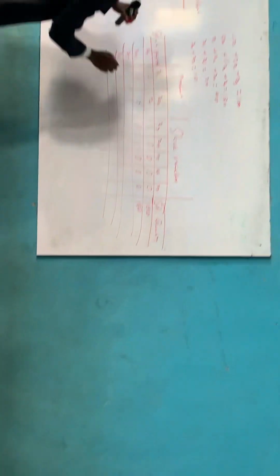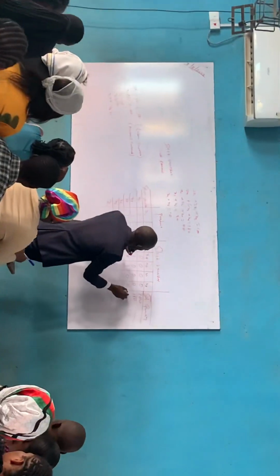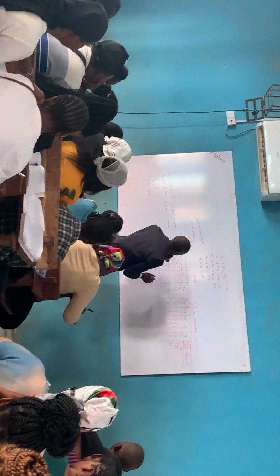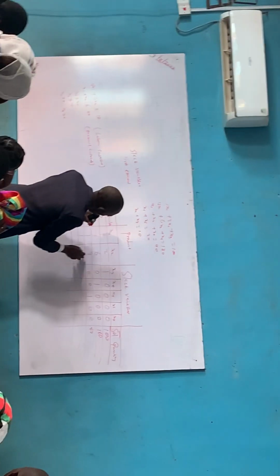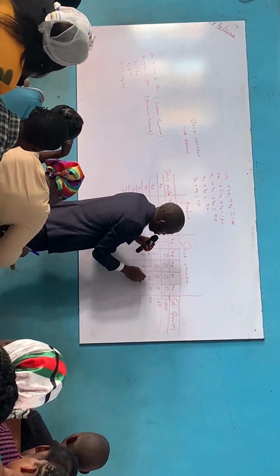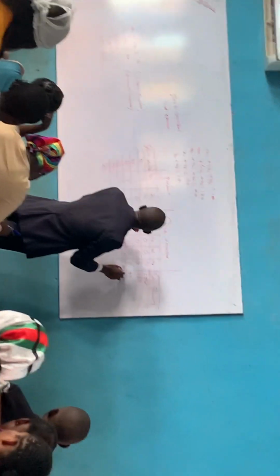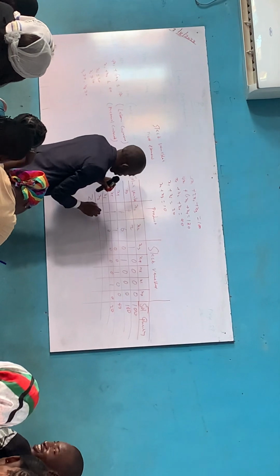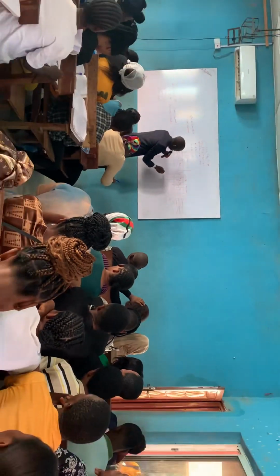Then you go to the next one. x1, x2, x3, x4, x5, x6. Then this one, x1, x2, x3, x4, x5, x6, x7. Equal to what? Then the last one here.